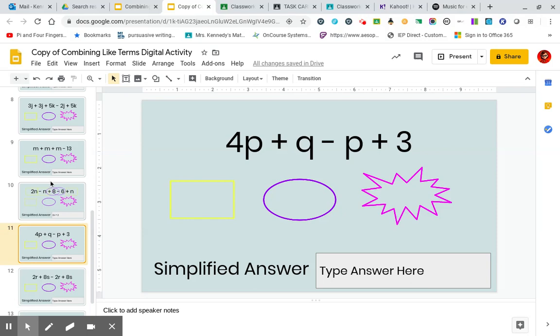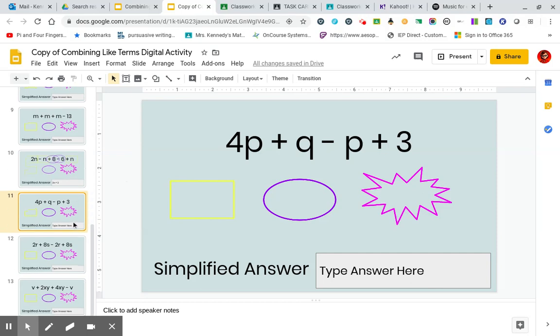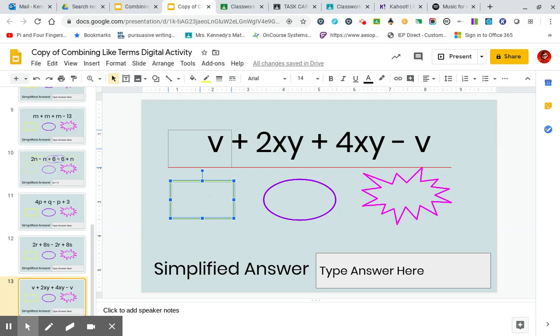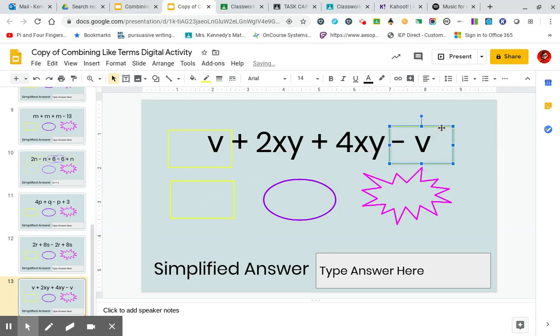4p plus q minus p. Be careful here because the p and the q can look the same if you look quickly. Let's talk about this guy. This is the last one I'm going to help you with. I think I give you enough answers. So we have a v. We have a minus v. Those kind of cancel each other out, right? Don't you think? We'll talk about that in a second.